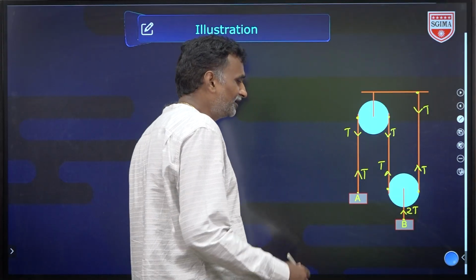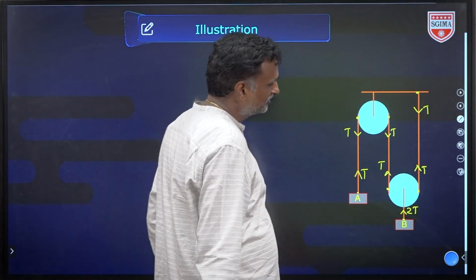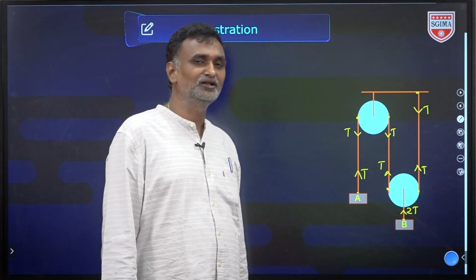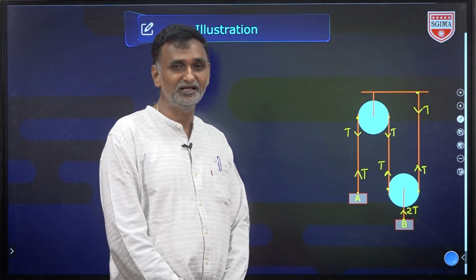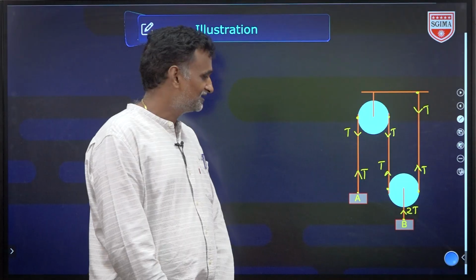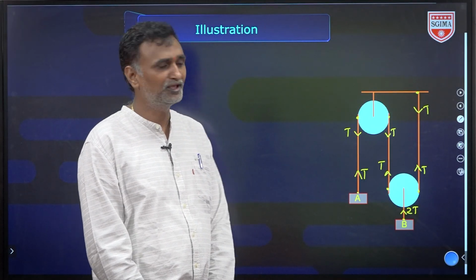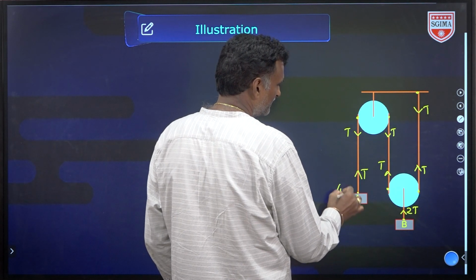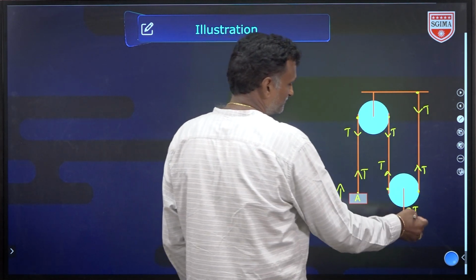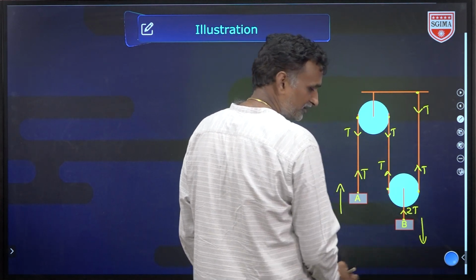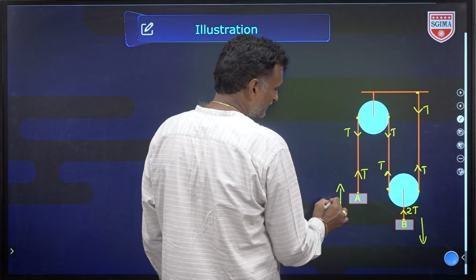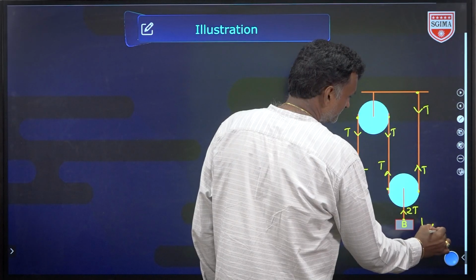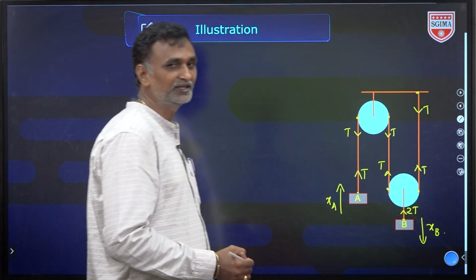Then we can develop the part. Masses are not given, so we just need to make a relation between the parameters of A and B, like displacement, velocity, acceleration. So, suppose I am taking A moving upward, then B moves downward. Suppose I am taking XA and XB, that we need to take.